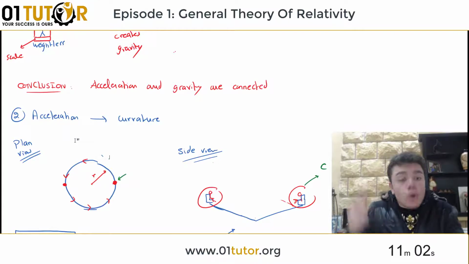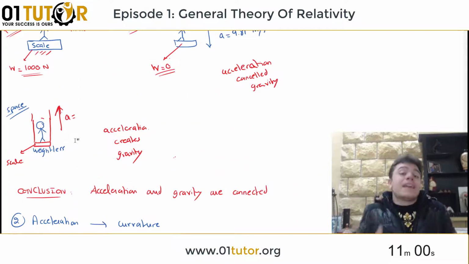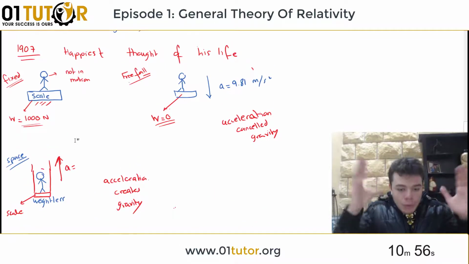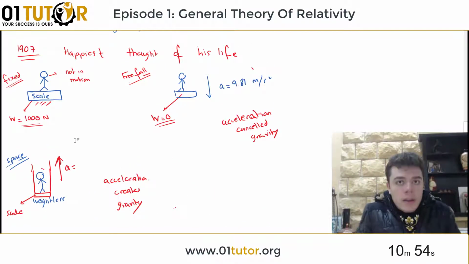This is one. Two, as we explained earlier, acceleration can affect gravity, because if you leave a man with a scale to free fall under the acceleration of gravity, which is 9.81 meters per second squared, he would be weightless. The weight is going to go to zero. So acceleration can indeed affect gravity. It can cancel out gravity, or it can create gravity. It can decrease it or increase it, depending on the acceleration.